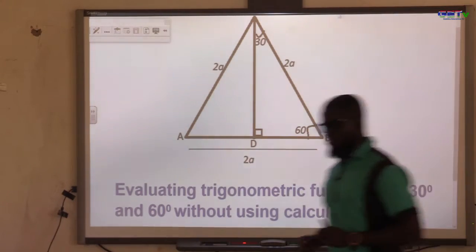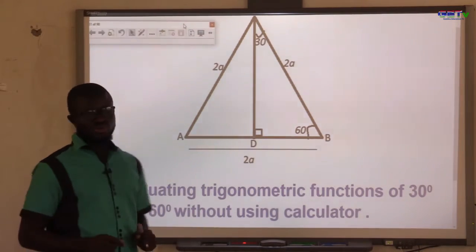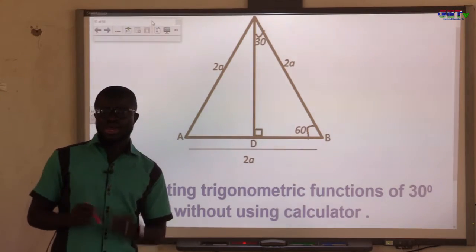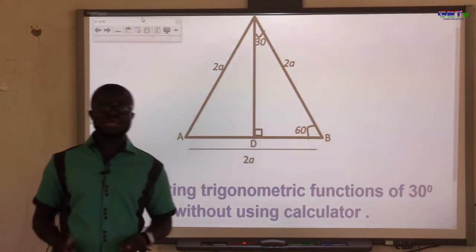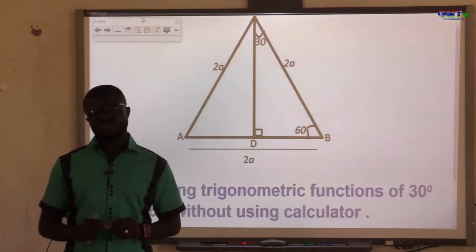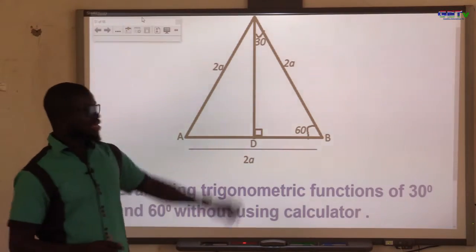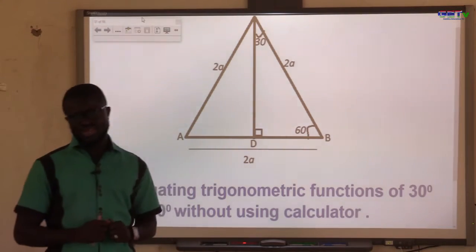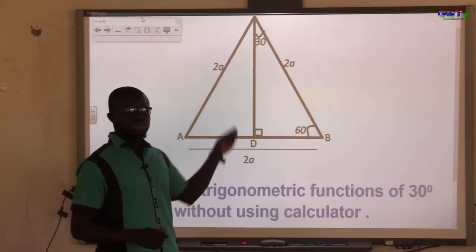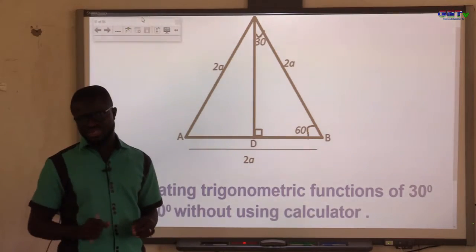To do this, we are going to make sure that we consider an equilateral triangle. What is an equilateral triangle? An equilateral triangle is a triangle that has all its sides equal and all the angles equal. The value of each angle of an equilateral triangle is equal to what? 60 degrees. So since a triangle has 3 sides and 3 angles, it means each of those angles must be equal to what? 60 degrees.